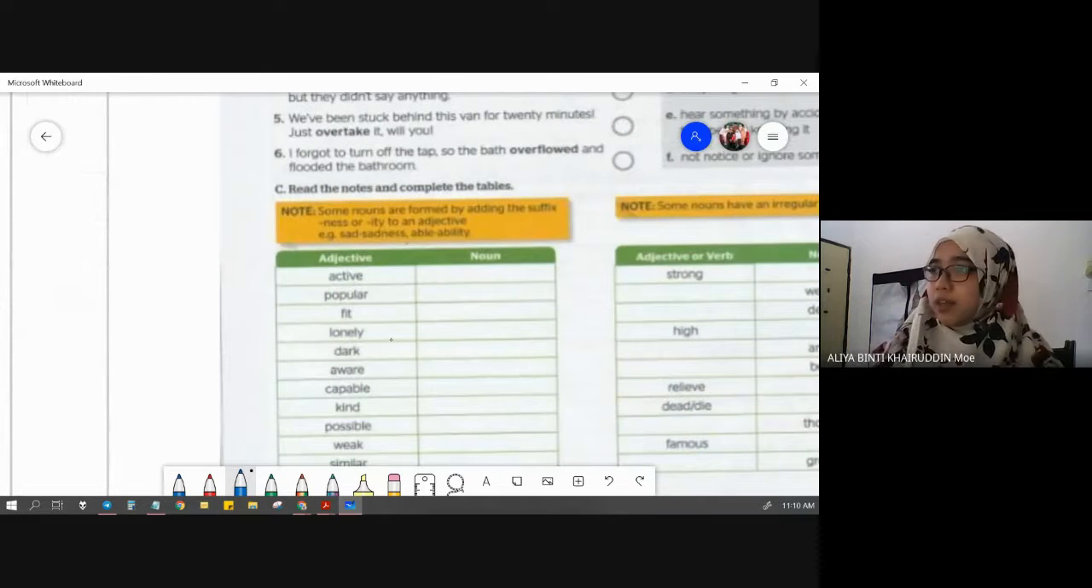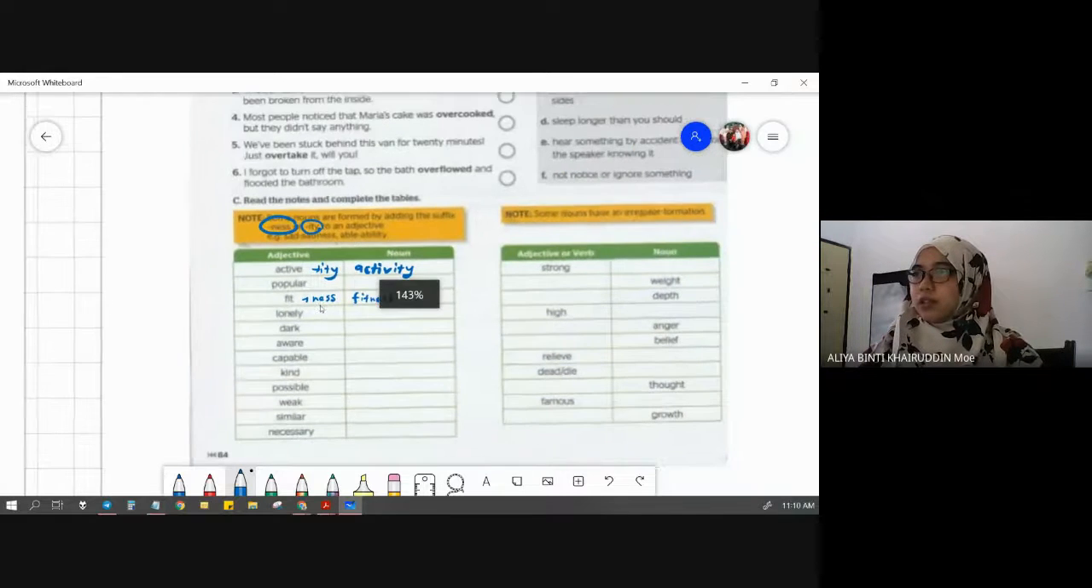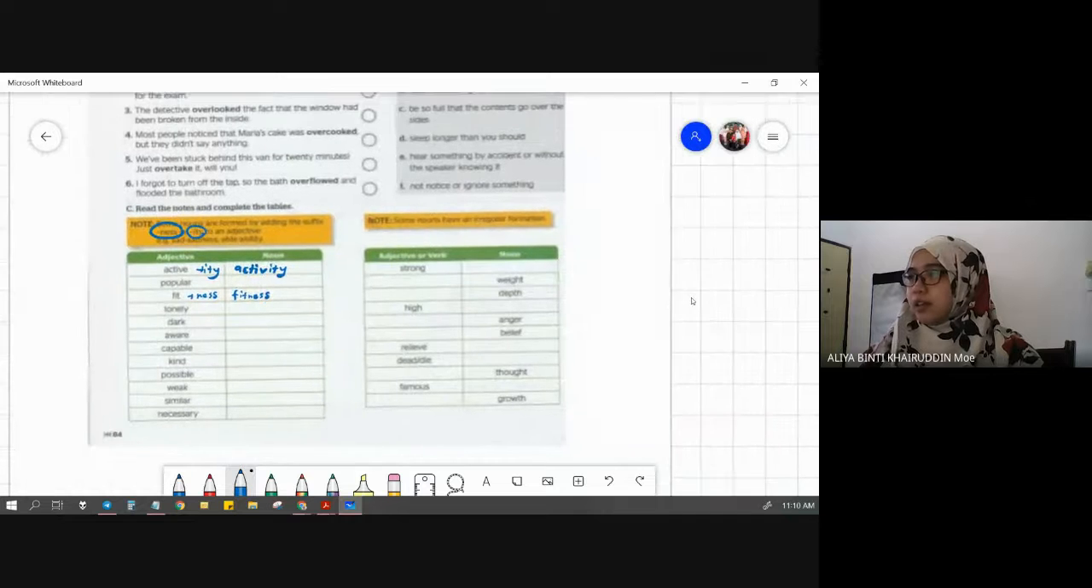Okay, choose whether to add the word ending NESS or ITY at the end of the word to make it a noun. So you need to choose which one is appropriate for each word here. For example, active plus ITY becomes activity. And then here, fit plus NESS becomes fitness.